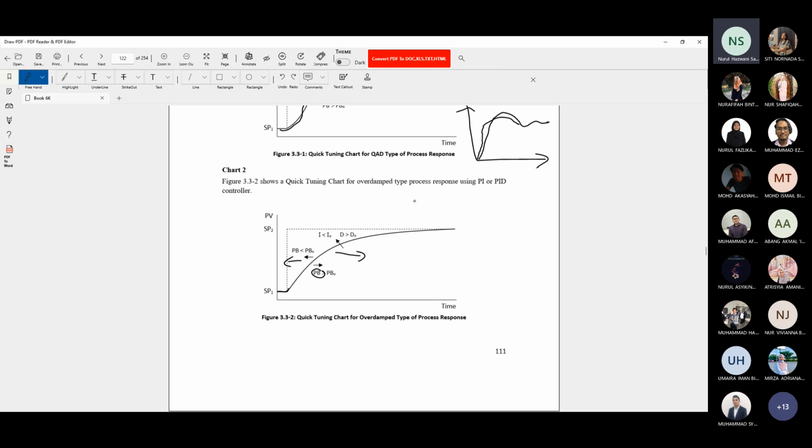So you can imagine like this. If you change the value of PB lesser than PB naught, the graph you will get is like this. It will shift to the left. For the I, if I is lesser than I naught, the graph will increase. They move outward, slightly outward. Same goes to D greater than D naught. Slightly outward. Can you understand?